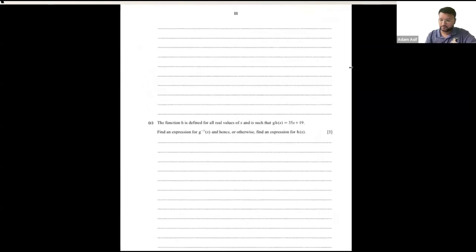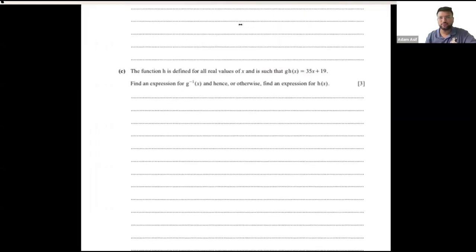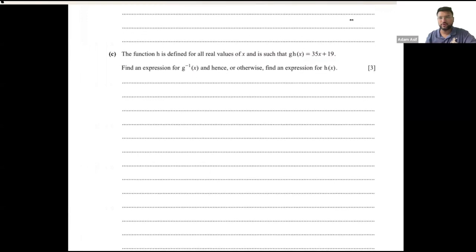Okay. Please try this part. Try करो इस part को.